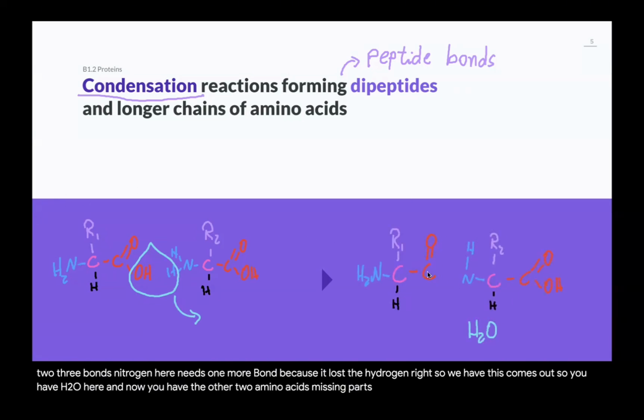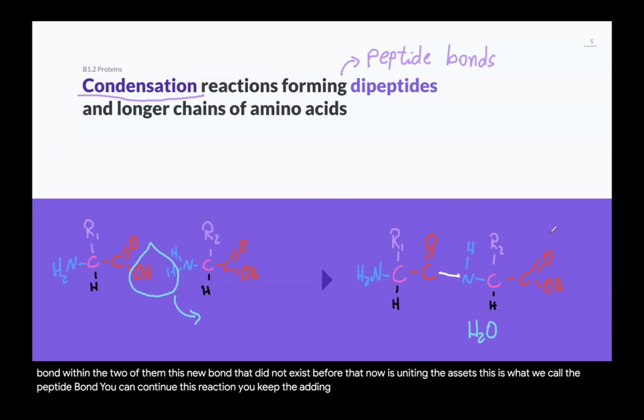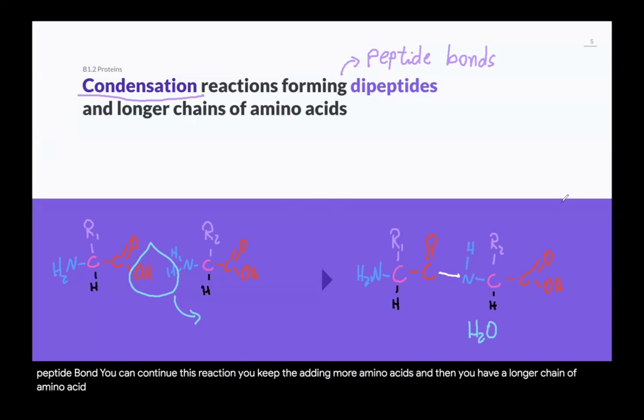And now you have the other 2 amino acids missing parts. The carbon needs to make a bond. Nitrogen needs to make a bond. We make a bond between the 2 of them. This new bond that did not exist before, that now is uniting the 2 amino acids, this is what we call the peptide bond. You can continue this reaction. You keep adding more amino acids, and then you have a longer chain of amino acids. You have a protein. The organelle that does that is the ribosome.